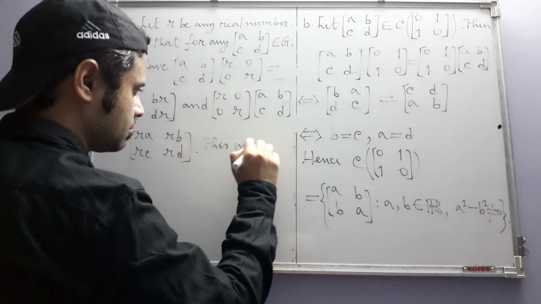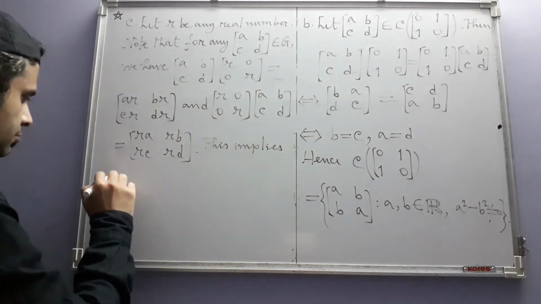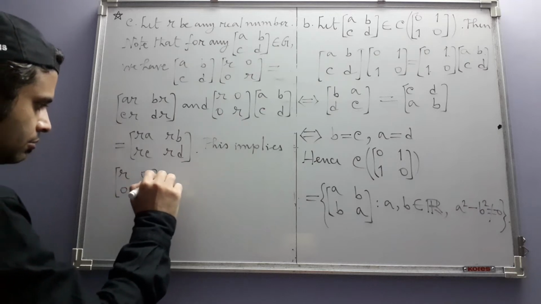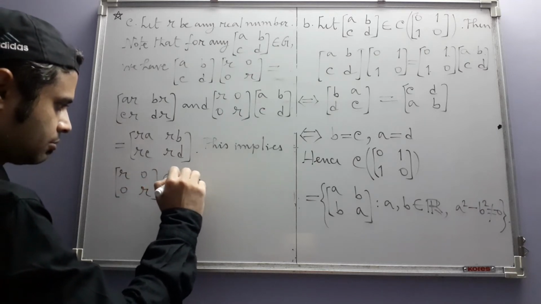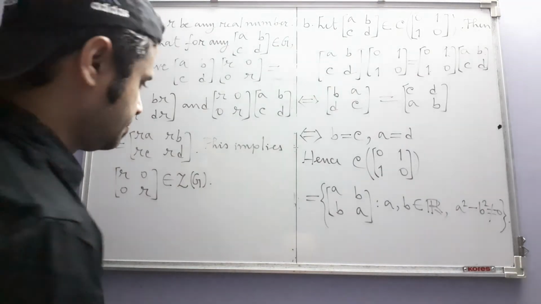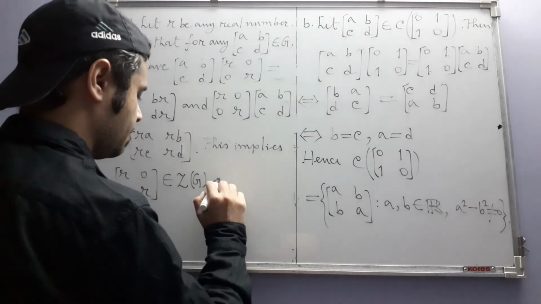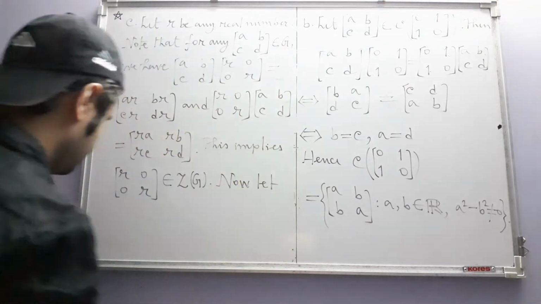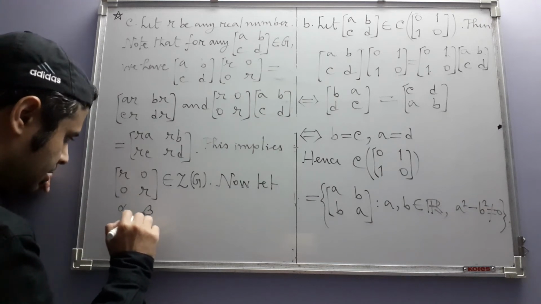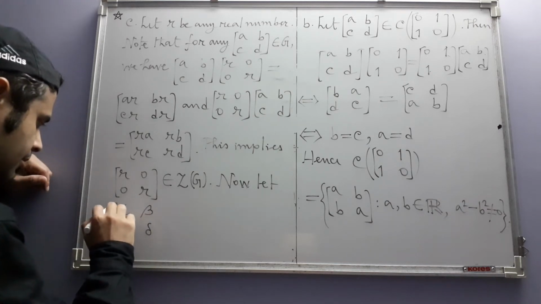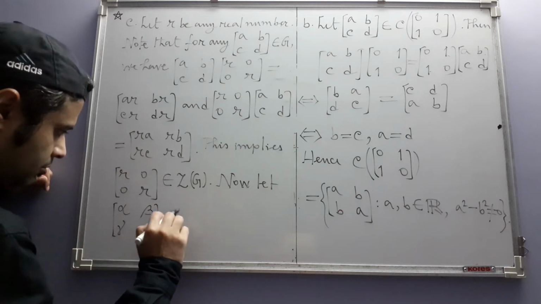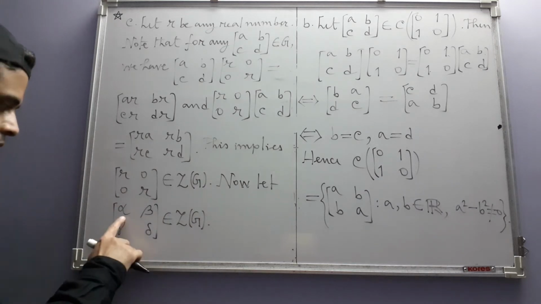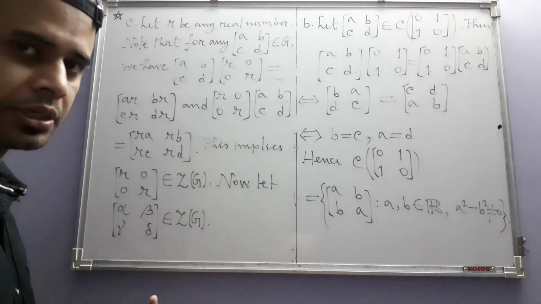This implies this belongs to the center of G. Okay. Now let alpha, beta, gamma, delta belong to the center of G. Then what should these entries be, alpha, beta, gamma and delta?